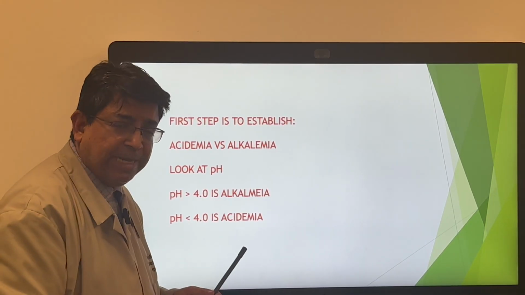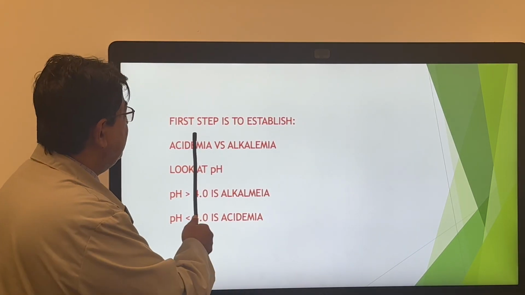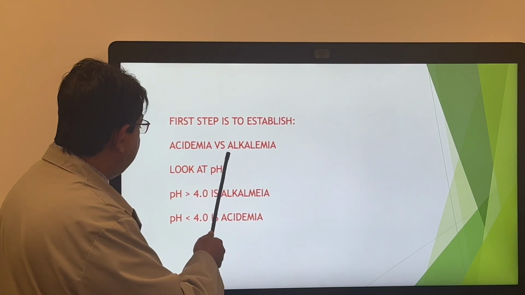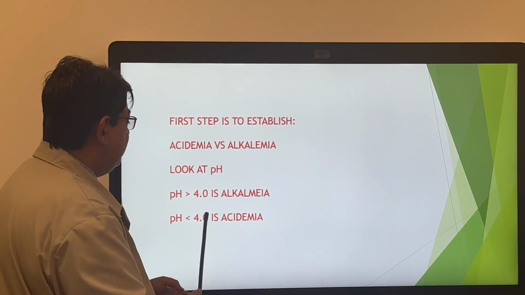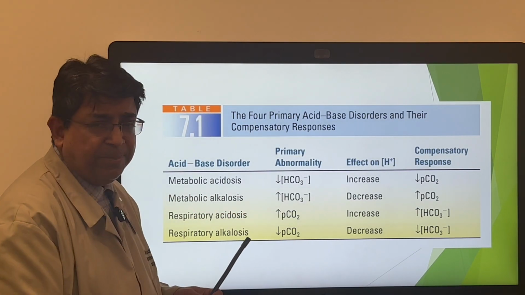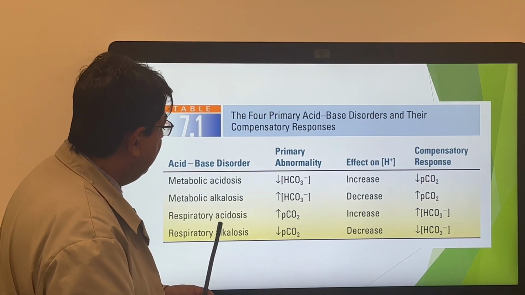How do you approach acid-base? So the first step is to establish acidemia versus alkalemia. So you look at the pH. If the pH is greater than 7.4, it's an alkalemia. If it's less than 7.4, it's an acidemia. Next step is to determine the primary disorder.